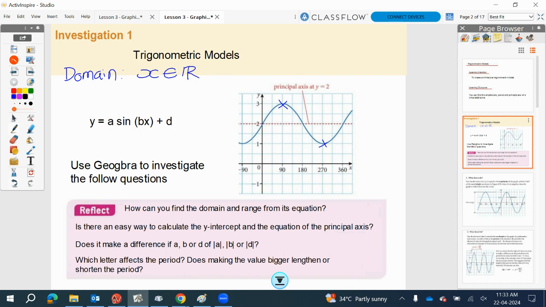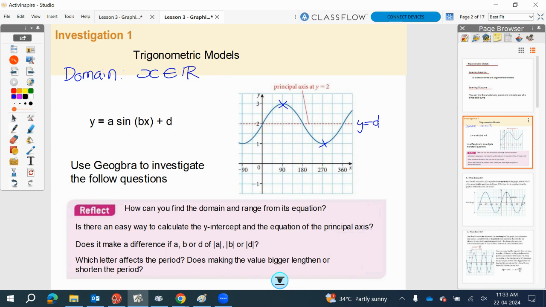Let's look at how to find the maximum and minimum. So firstly, this line here, the principal axis. What is the value of the principal axis? D. So this is the line y equals d. It's the easiest thing to do. When you're sketching it and you have a d value, put your principal axis in first. It's the easiest way to start. When you're drawing reciprocal functions and rational functions, you start by drawing the asymptotes. This gives you a guide. For this function, start by drawing the principal axis.